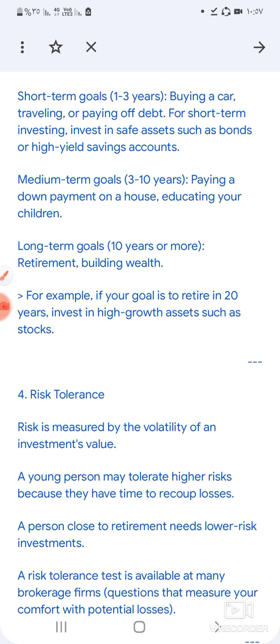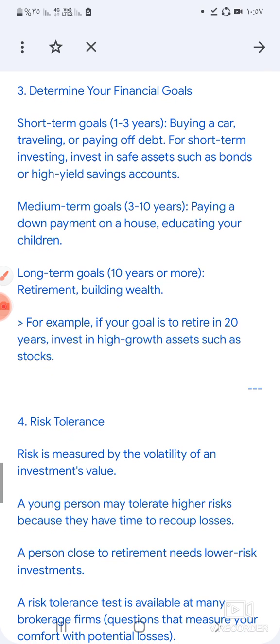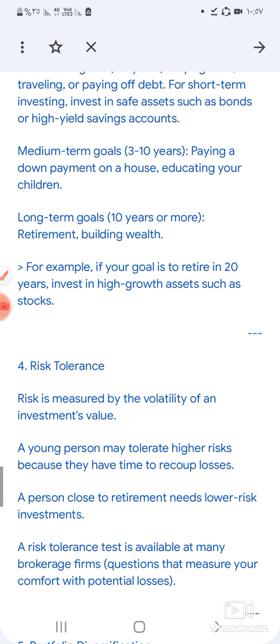3. Determine your financial goals. Short-term goals, 1 to 3 years: buying a car, traveling, or paying off debt. For short-term investing, invest in safe assets such as bonds or high-yield savings accounts. Medium-term goals, 3 to 10 years: paying a down payment on a house, educating your children. Long-term goals, 10 years or more: retirement, building wealth. For example, if your goal is to retire in 20 years, invest in high-growth assets such as stocks.